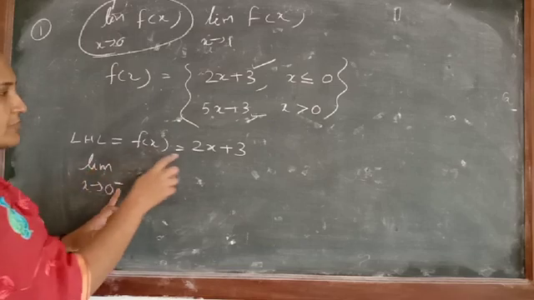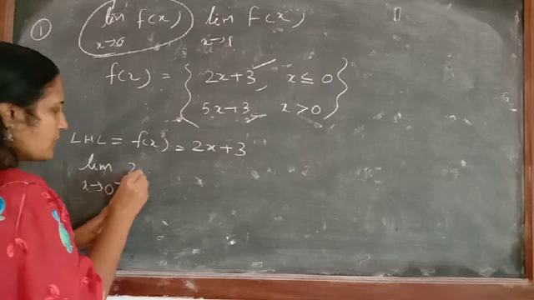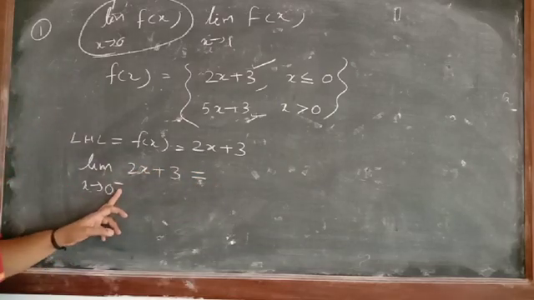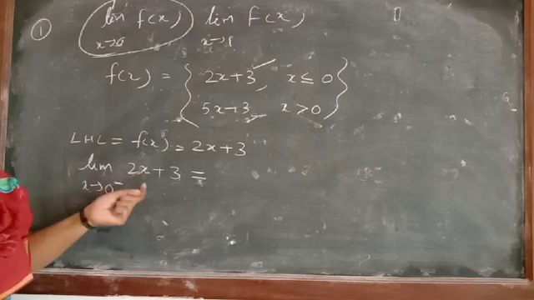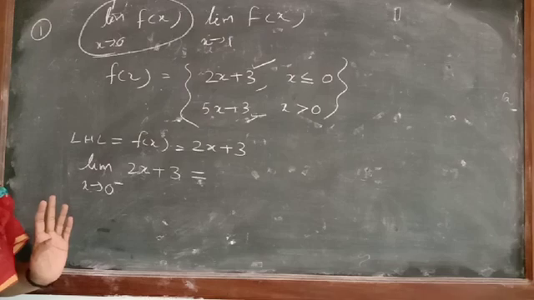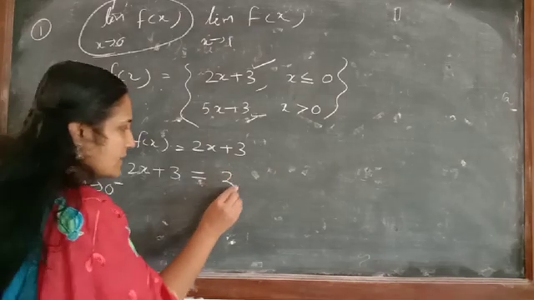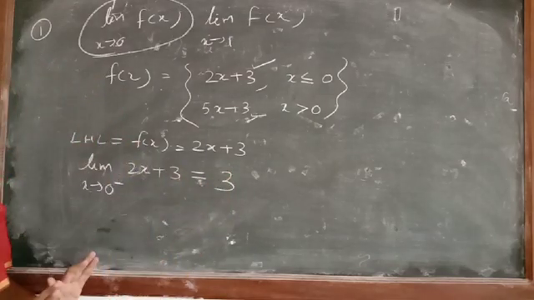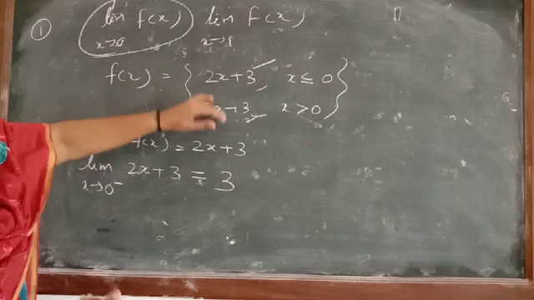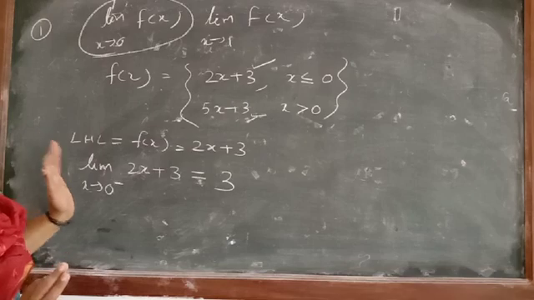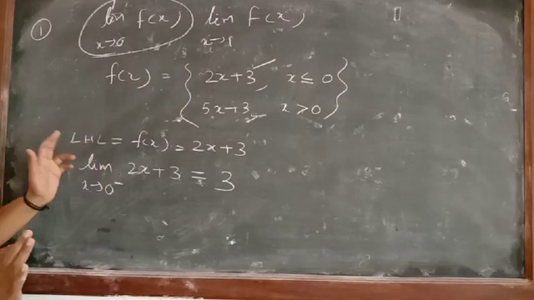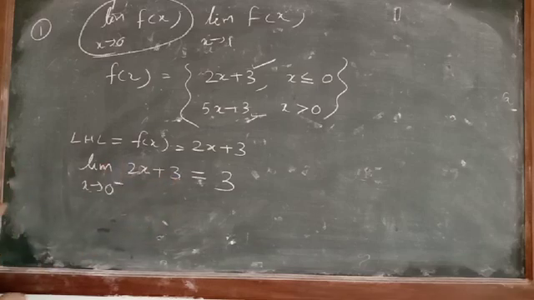In place of x, the function we have is 2x plus 3, so write 2x plus 3. Now you don't have to do anything, just substitute x equal to 0. If we substitute x equal to 0, we get the left hand limit equal to 3. This much only you have to do. We just check which function to take out of these two to calculate the left hand limit and right hand limit. So we got the left hand limit equal to 3.